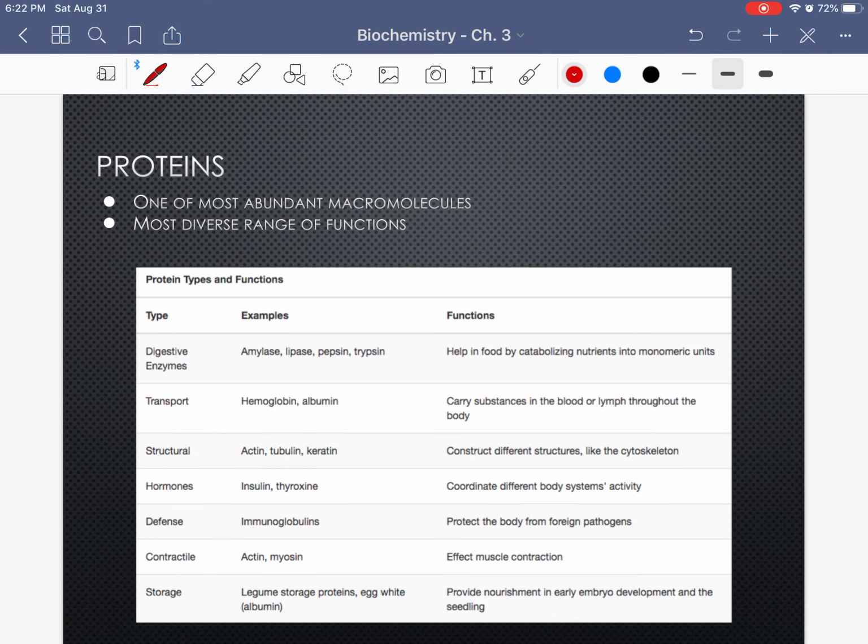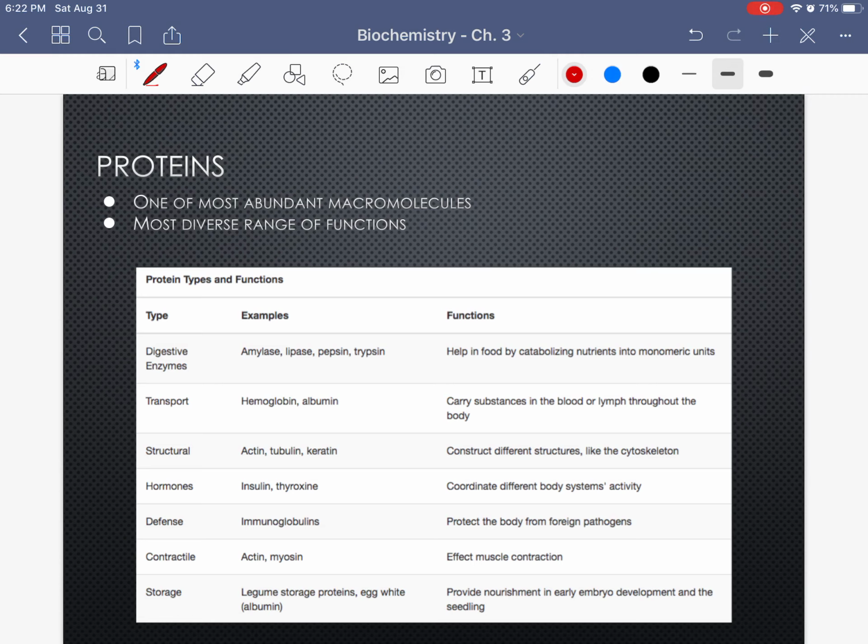All right, let's finish up our biochemistry lecture talking about proteins and nucleic acids. Proteins are one of the most abundant macromolecules found within our bodies. They are essential for body function. When I say bodies, of course, we're talking about humans because that's the easiest to relate to. But they're essential for life functions.